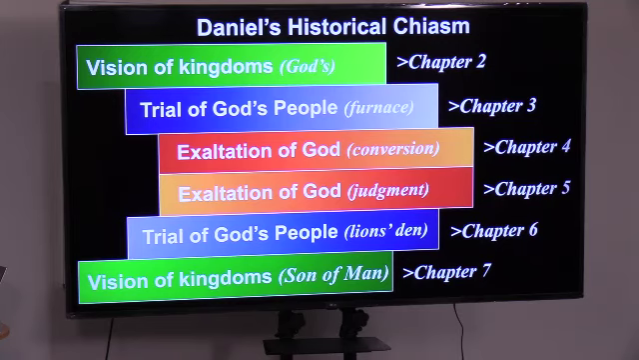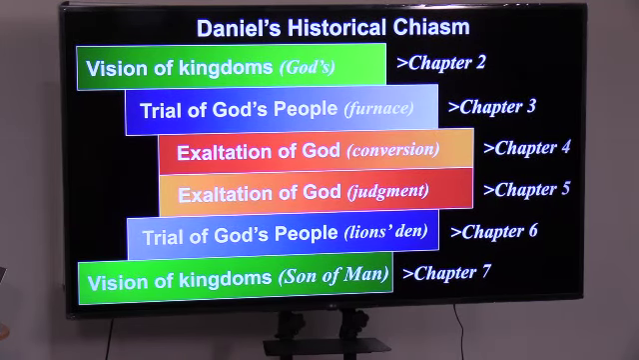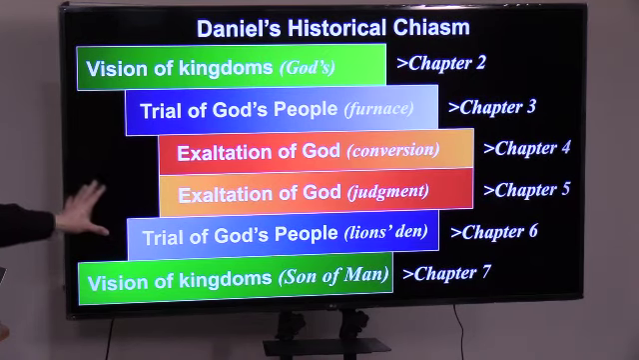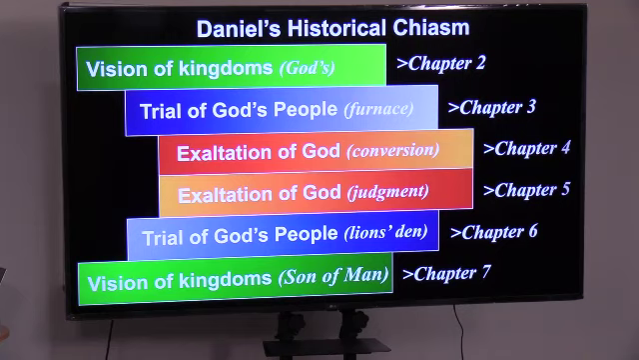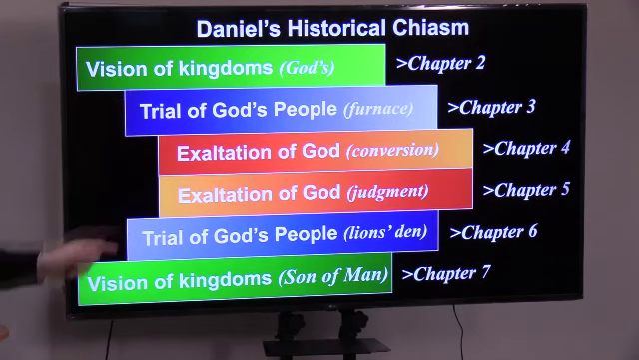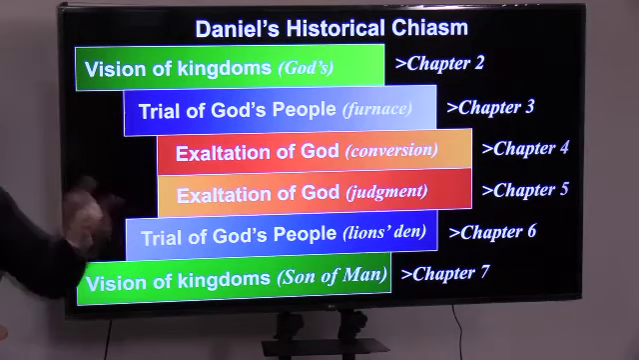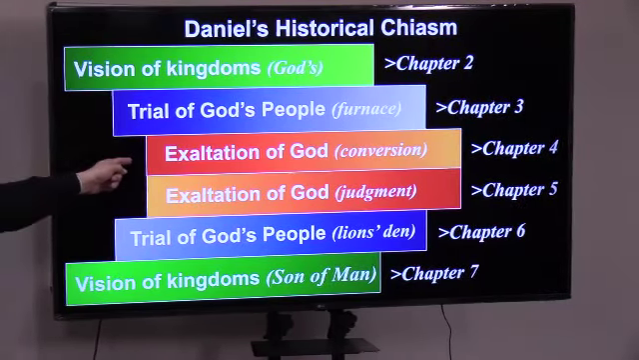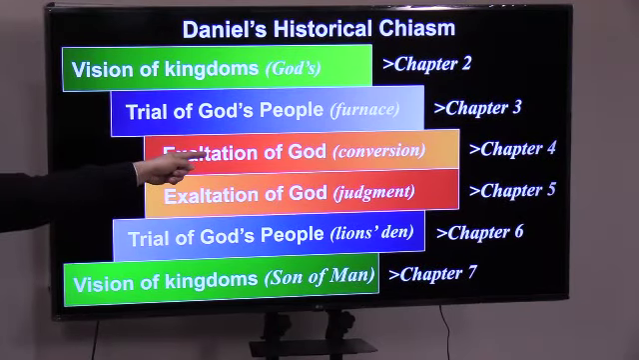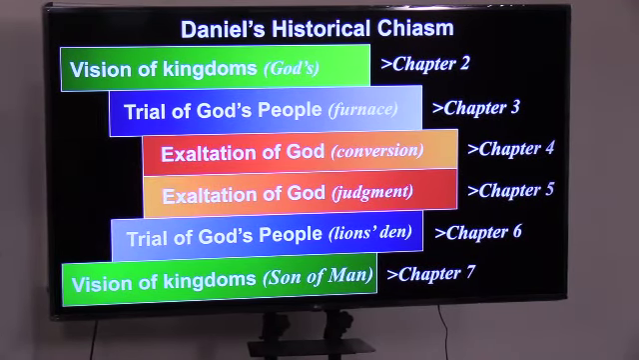And remember, we studied in a chiasm, the main point of the chiasm is at the center, which is like the conclusion. It's not at the end. And the center of the first chiasm in Daniel is the exaltation of God. So how is God exalted in chapter 4? He is exalted in chapter 4 because Nebuchadnezzar was humbled, and he eventually learned who God was, and there was the conversion of Nebuchadnezzar in the end.